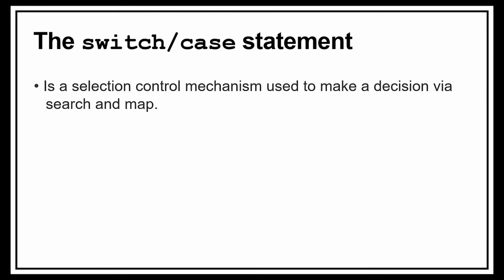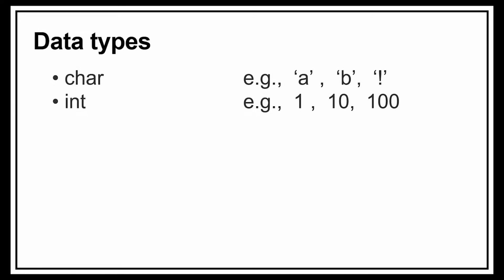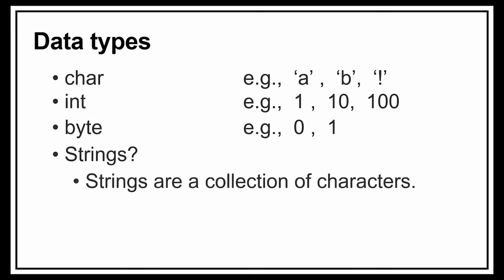For this version, we're going to use switch case. Switch case is a selector mechanism in Java which allows us to pick the option, a case, that you would like to perform. Switch uses selected data types to perform this action. The data types are char, int, and byte. If you think about it, those three are integers. Yes, a character is an integer if you remember. How about strings? Strings are a collection of characters, so you can think of it as a very large collection of characters, and Java will check it one by one.